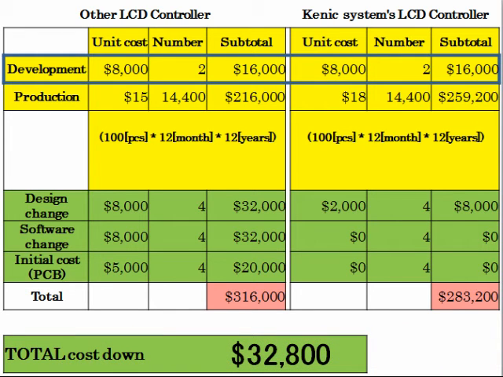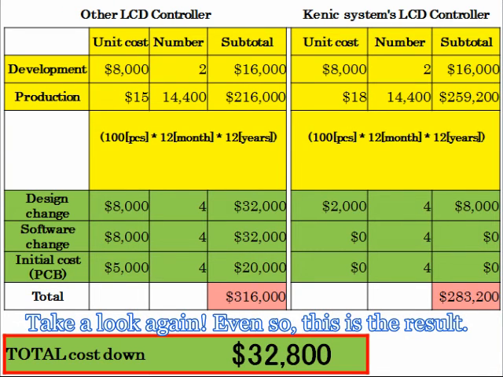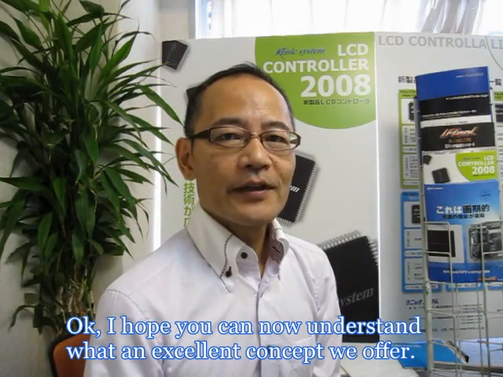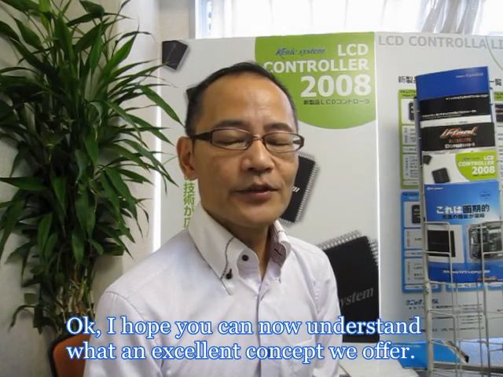And as for the initial development costs, our LCD controller is far lower, but I again used conservative numbers. Take a look again. Even so, this is the result. Of course, there are many different system configurations, so I recommend you consider and calculate for your own specific case. Okay, I hope you can now understand what an excellent concept we offer.